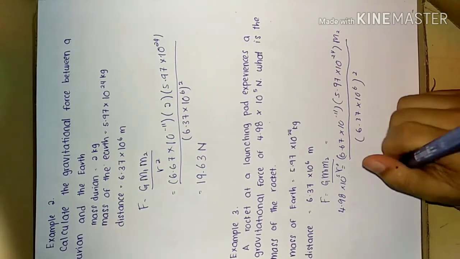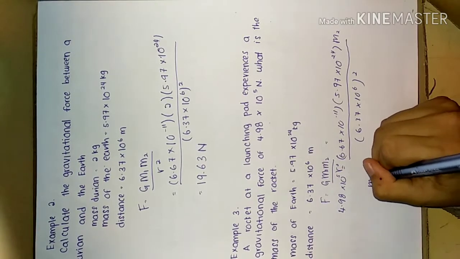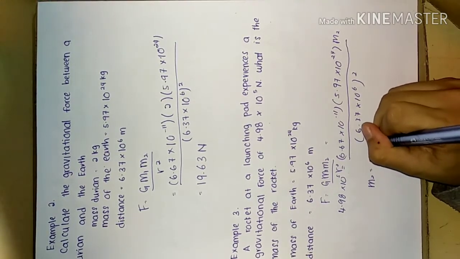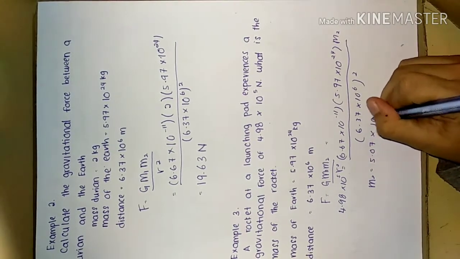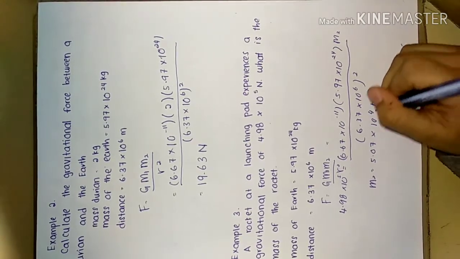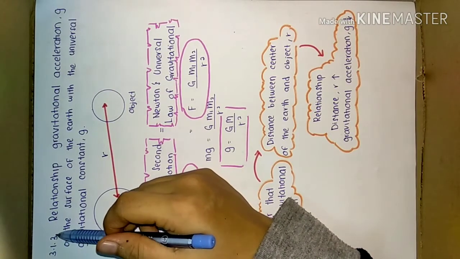Okay, so let's do a calculation here, and we have M2 equal to 5.07 multiplied by 10 to the power of 4 kilogram. Okay, let's move to the next subtopic, which is 3.1.3.